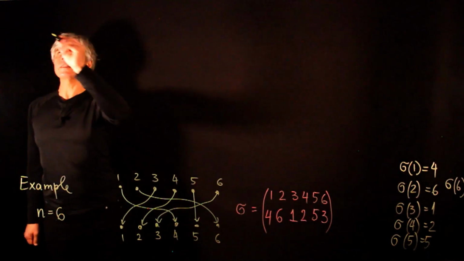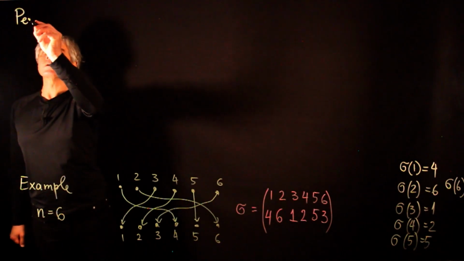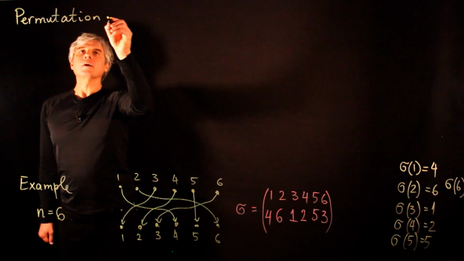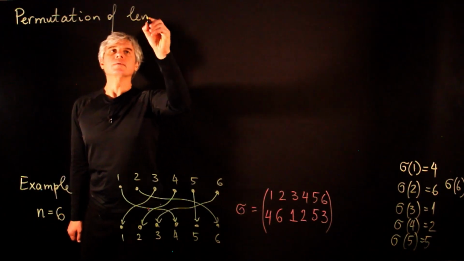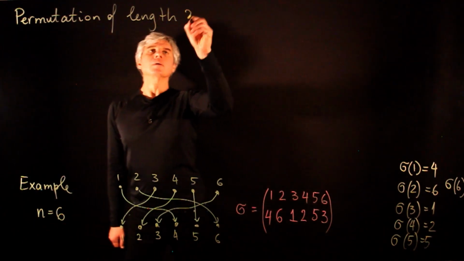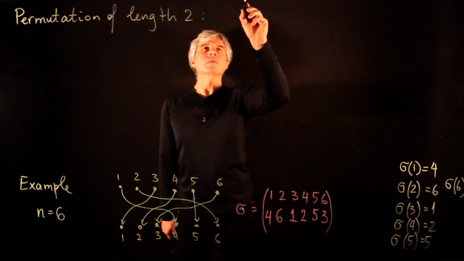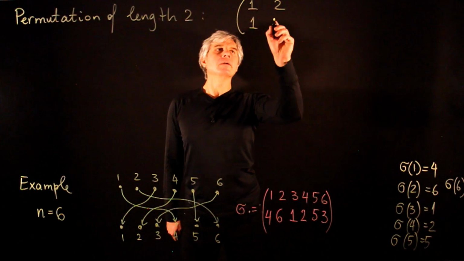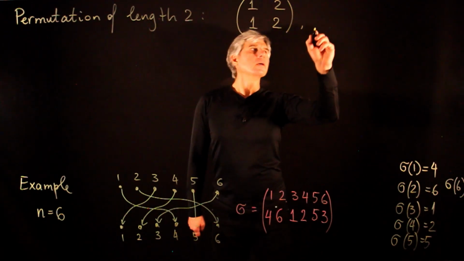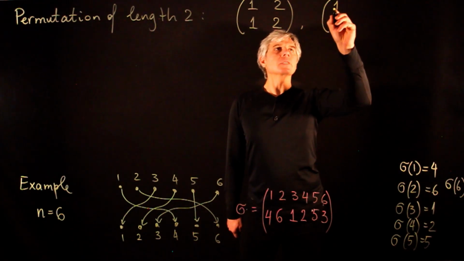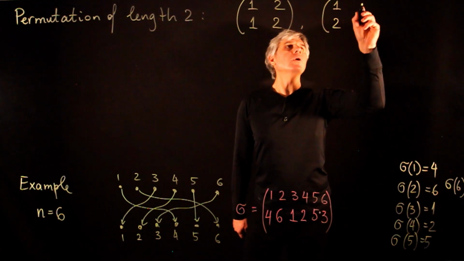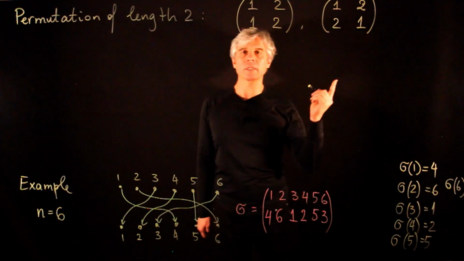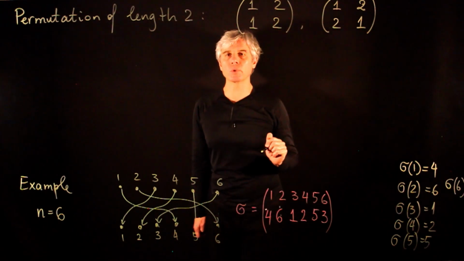Now, let us list all permutations of length 2. So here we have the following permutation. 1 goes to 1 and 2 goes to 2. And the second permutation is where 1 goes to 2 and 2 goes to 1. So we see that there are two permutations of length 2.